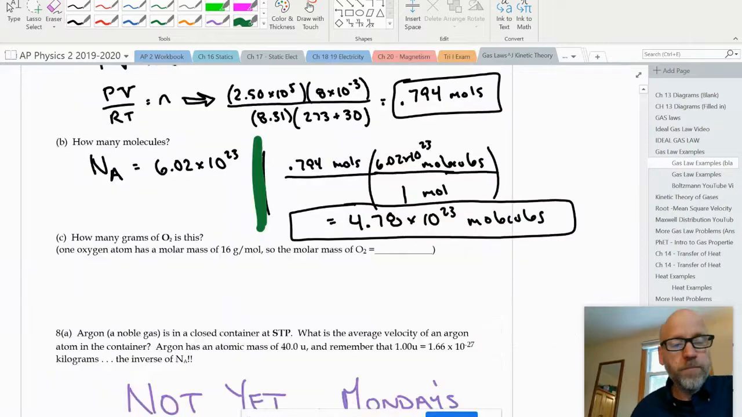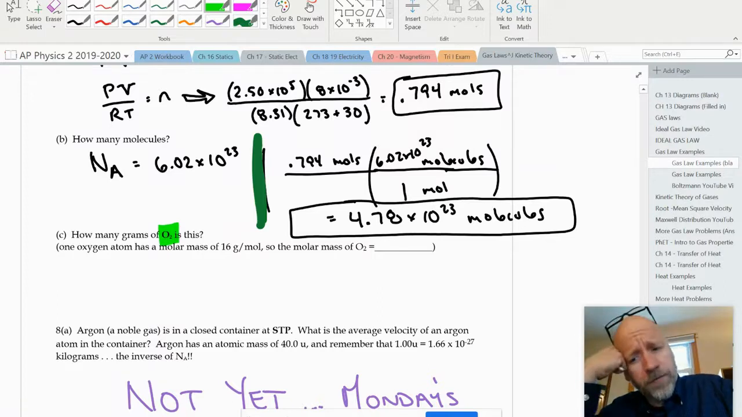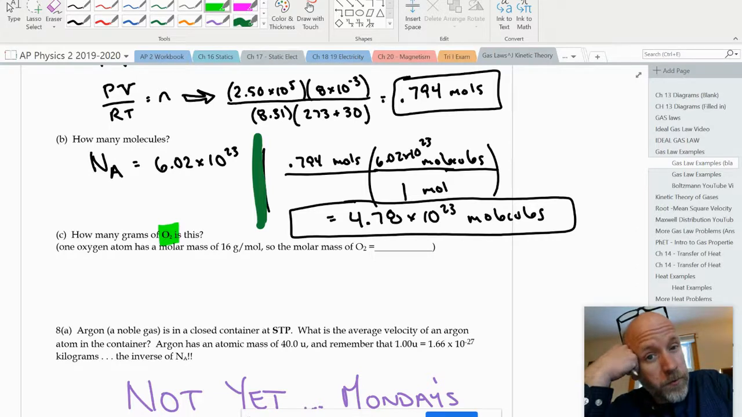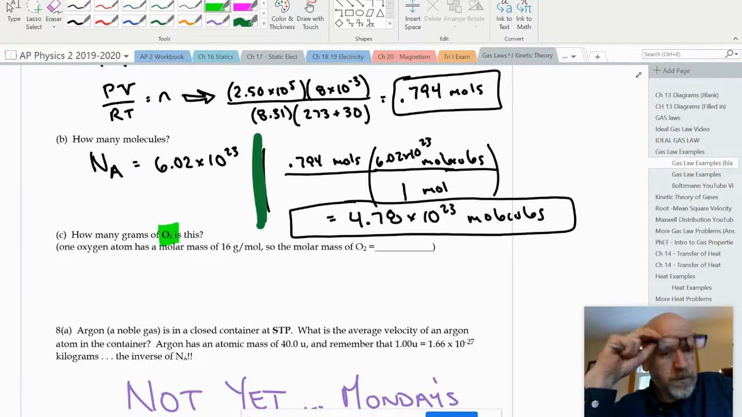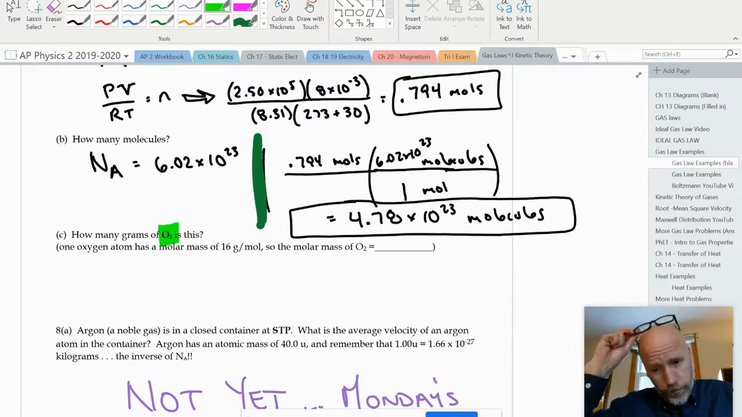All right. How many grams of oxygen is this? Now, I gave it to you. You see it? I wrote it as O2. Why? Whenever you find oxygen in its gaseous state, it's always going to be a diatomic molecule, so it's going to be O2. So when one oxygen atom has a molar mass of 16 grams, then one oxygen molecule, which is just two together, is going to be 32.